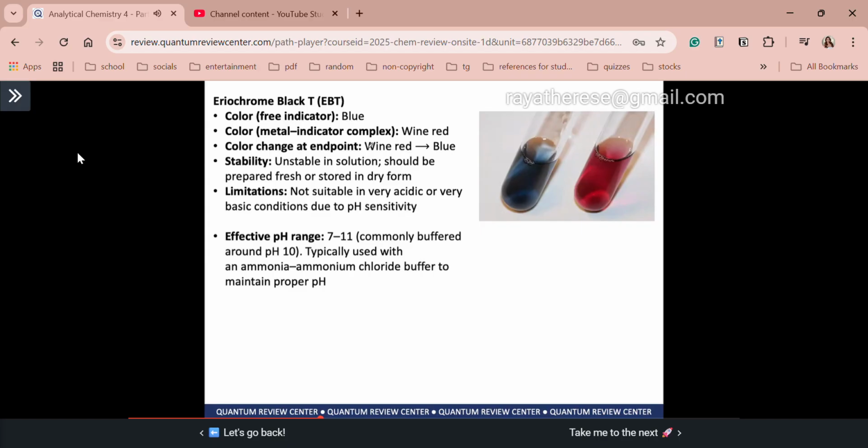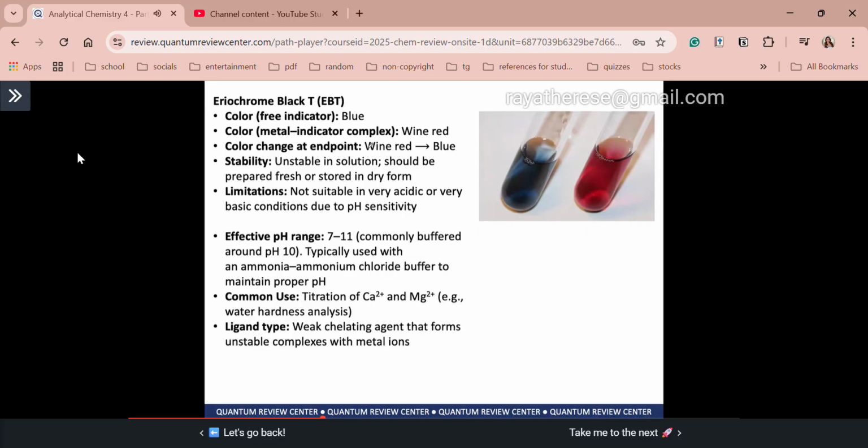So kailangan daw class ma-buffer ito at around pH 10. Common buffer na ginagamit, ammonia-ammonium buffer. Common use for hardness analysis. Ligand type, it's a chelating agent as well. It's a weak chelating agent that forms unstable complex with metal ion.